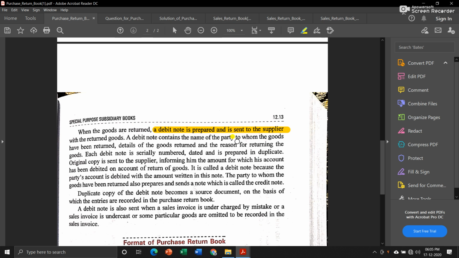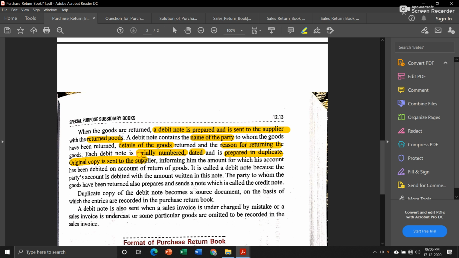Now suppose, for example, that you have purchased goods and you want to return some of them. At that time you will prepare a debit note and send it to your supplier along with the goods that you are planning to return. Now that debit note contains the name of the party, means the name of your supplier, then details of the goods returned, means how many goods or how much you have returned, and the reason for returning the goods. Each debit note is serially numbered, means you will put a serial number on your debit note. It is dated, means there will be a proper date, and is prepared in duplicate, means you don't prepare only one single copy, you will prepare a duplicate copy as well.